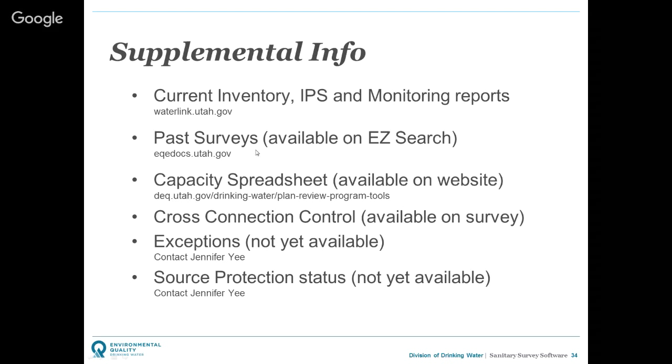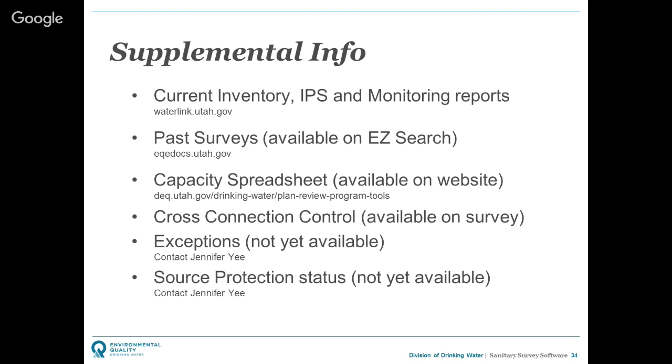Past surveys, if you're not aware, are already available on our Easy Search website. There's the link, but I will show you in the next slide how to access those so you can see all your past surveys. The next we'll go through is the capacity spreadsheet. Right now that is not automated, but it is planned to be, especially when we go to the system specific capacity requirements.